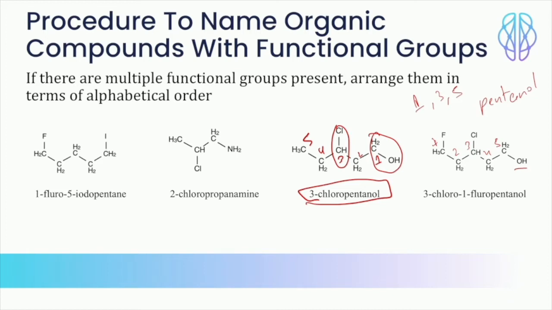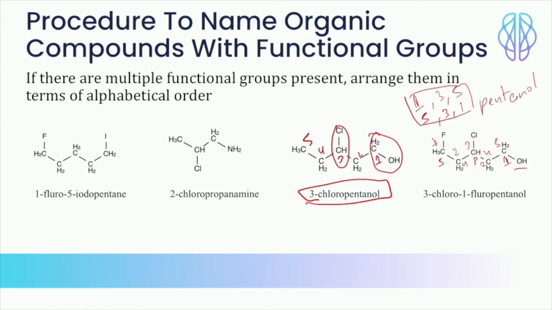Let's try and number it the other way around. So 1, 2, 3, 4, 5. So the alcohol is in the 1 position. The chloro is still in the 3rd position, and the fluoro is in the 5th position. So for this one, it doesn't really matter how you number it.